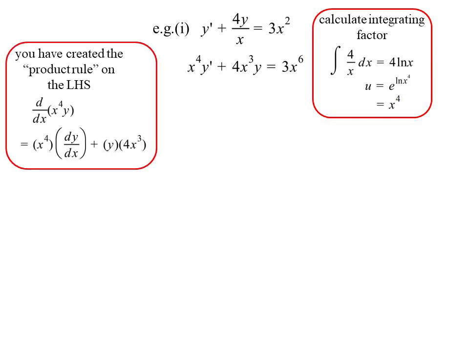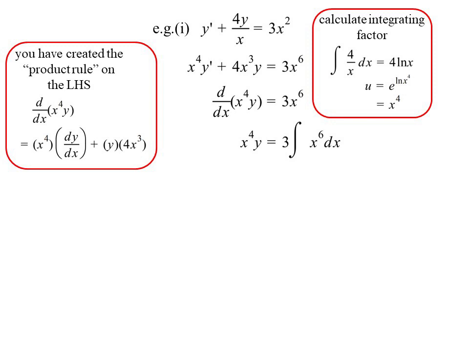See, the derivative of x to the power of 4 y would be x to the power of 4 times dy/dx plus y times 4x cubed. You have created that situation. So therefore, the left-hand side I could now rewrite as the derivative of x to the power of 4 y. Oh well, now I can just integrate.